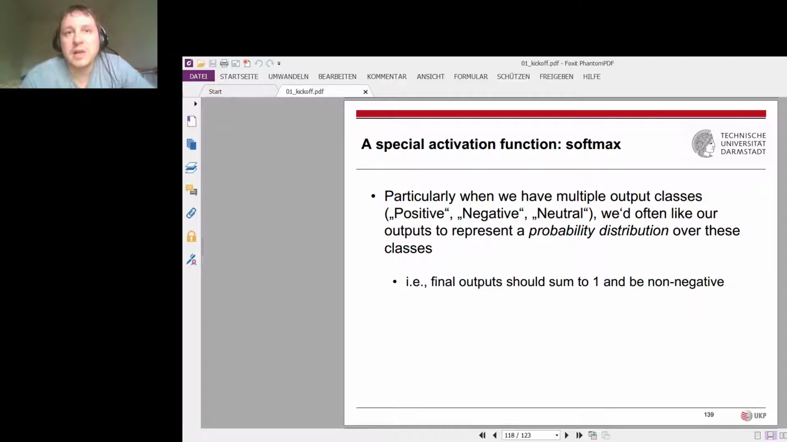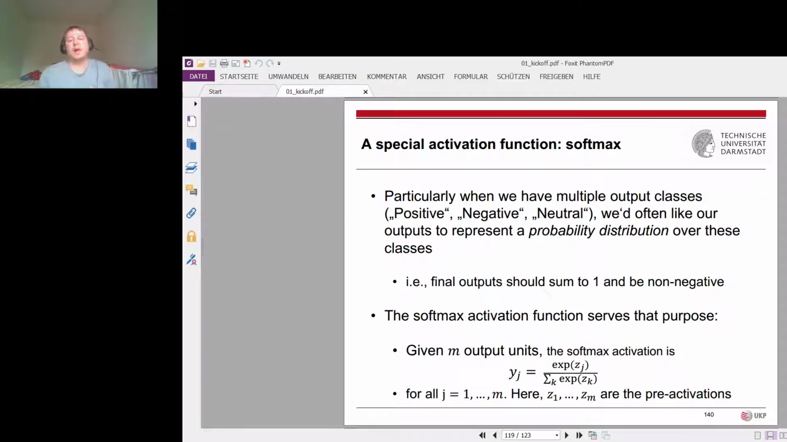So this could mean like we have 3 units and unit 1 has activation of 60%, then that could mean this sentence has a probability of 60% to be positive, and it has a probability of 30% to be neutral, and a probability of 10% to be negative. So a probability distribution means that the outputs should sum to 1 and they should all be non-negative. And this is achieved by choosing the softmax activation function.